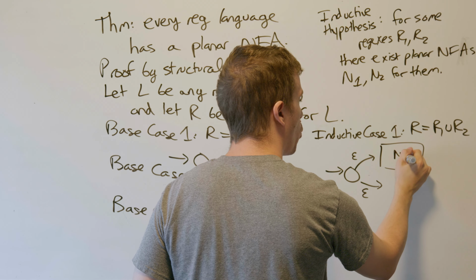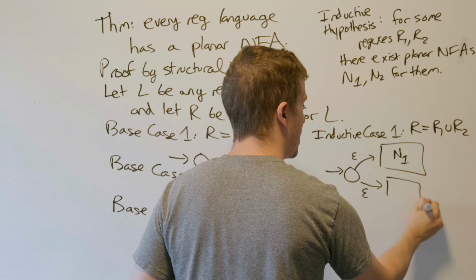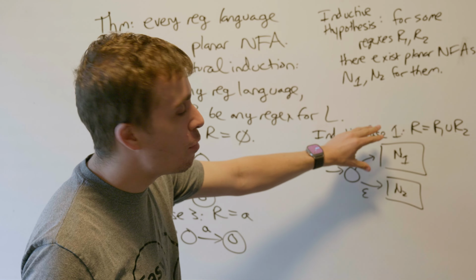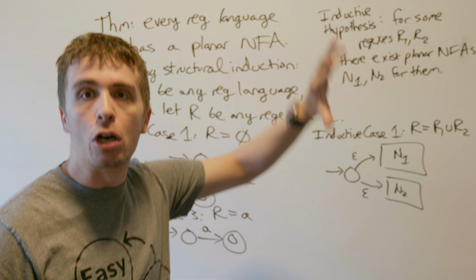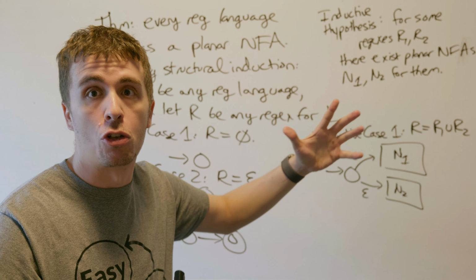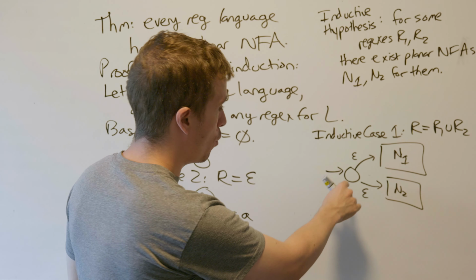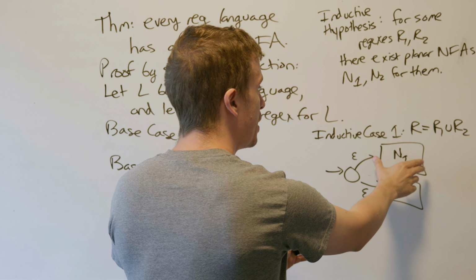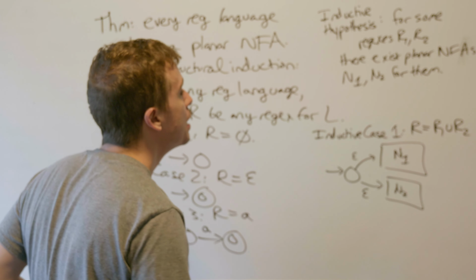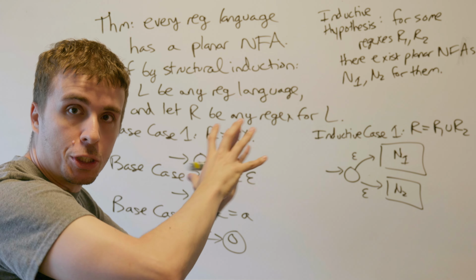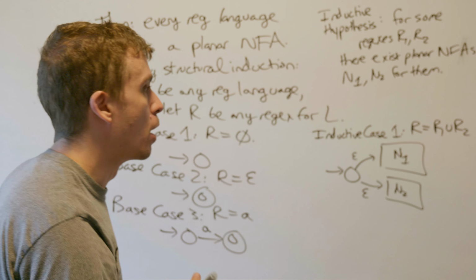If the N1 machine is up here and the N2 machine is down here, as long as we make it so that the N1 machine is suitably higher than the N2 machine, which we can always do, we can always make the transitions as long as we want, then we just move this start state as far left as we need to, because these drawings are finite in size. And so therefore, this NFA is planar because we can just move the NFAs far enough apart.